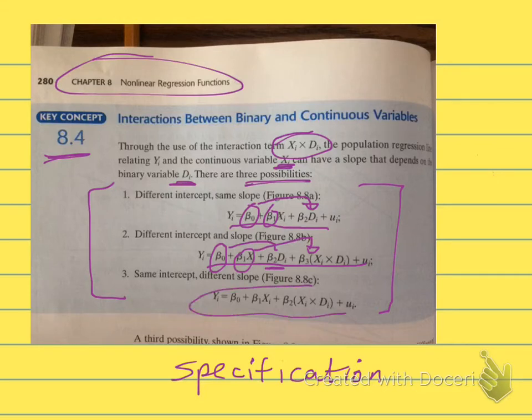And then we have a third case, the same intercept but with different slopes. And we would almost never do this in practice. We'd always prefer the more general specification, but just for completeness we have the case where the intercept is beta 0 for both groups, but the slopes are different. The slope for group 0, defined by d equals 0, is beta 1, and the slope for group d equals 1 is beta 1 plus beta 2.